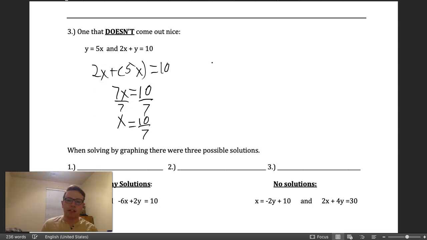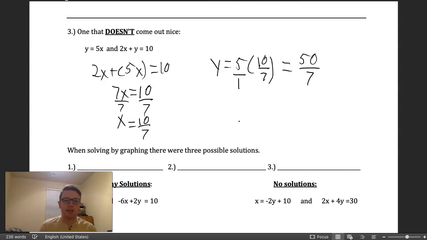With x being 10 over 7, we know y is going to be equal to 5 times 10 over 7. How do we multiply a number to a fraction? We set it over 1, so now we just multiply our tops and bottoms together. This will be 50 over 7. Meaning our solution for this, like one of the ones we might not want to do while graphing, is something ugly. It's 10 over 7 and 50 over 7. Now how do we know that this is true? We can substitute these back into both and make sure they work.